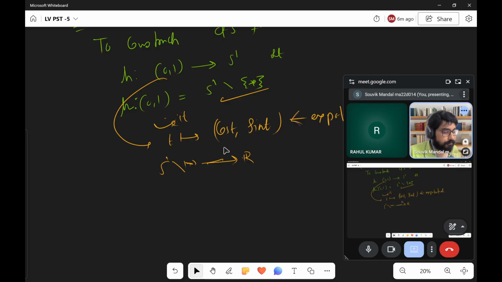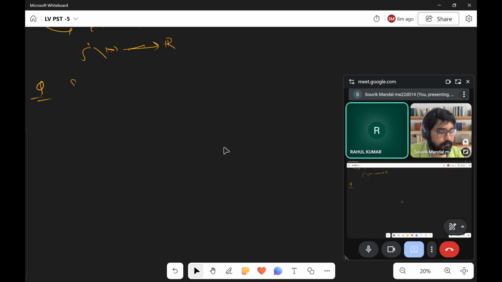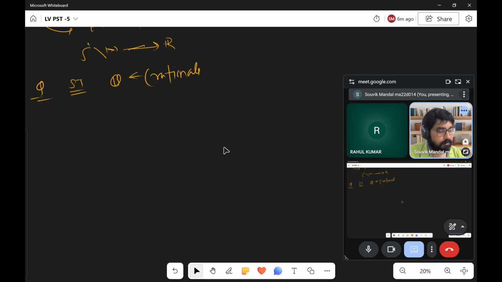So now tell me that the set of rationals is not locally compact. So try to show this by yourself. Is the question clear? Yes, sir. So think about it, take your time.